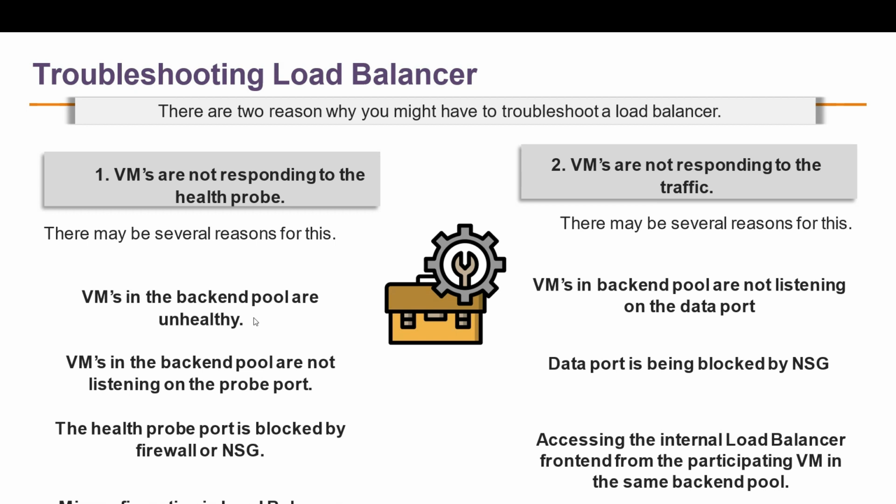The VM may not be responding because it might be very, very busy, or there may be some kind of fault in the hardware, or some issue that means the VM is not functioning properly, and that's why it is assumed to be unhealthy. Second, VMs in the backend pool are not listening to the probe port. There is an interface by which the load balancer interacts with the virtual machine. If that port is not functioning properly, this communication is not happening, and because of this the load balancer does not send requests to this virtual machine, and it is assumed that the machine is unhealthy.